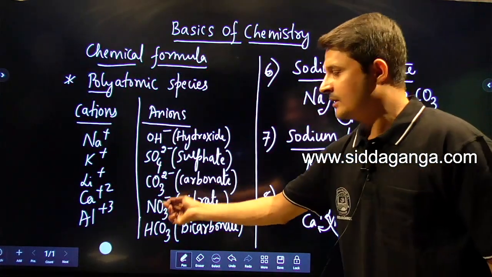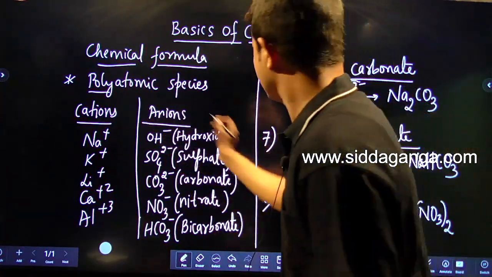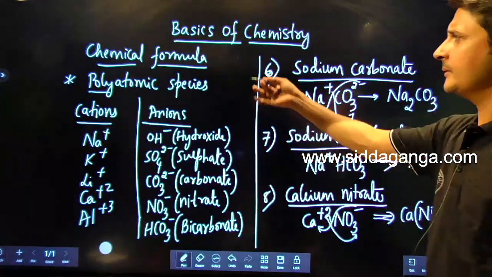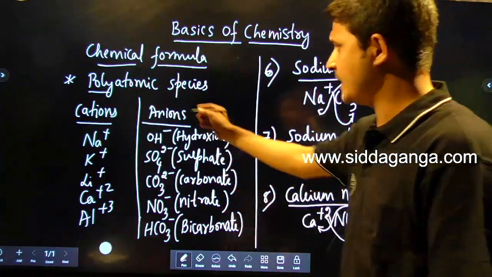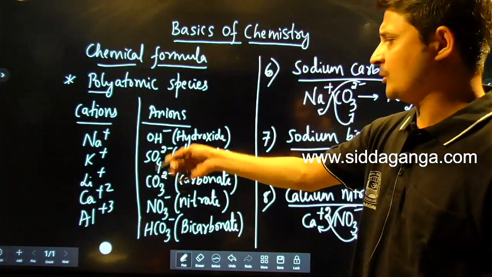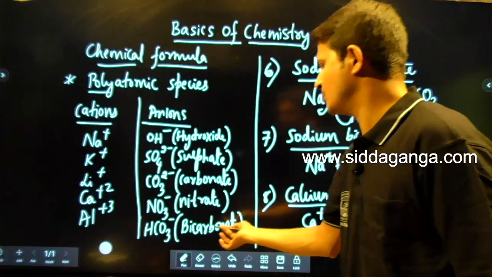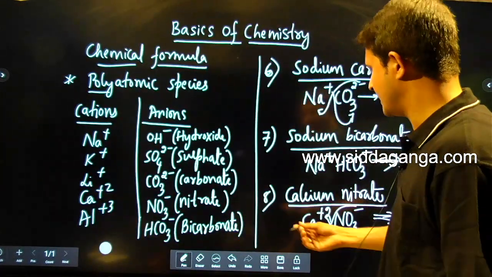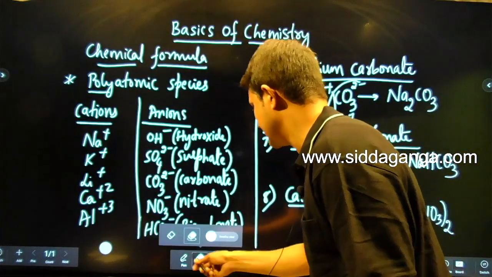So we have completed many of the chemical formulas. So taking polyatomic as well, let's take aluminium nitrate and aluminium carbonate as examples. So 2 more examples, let's take.